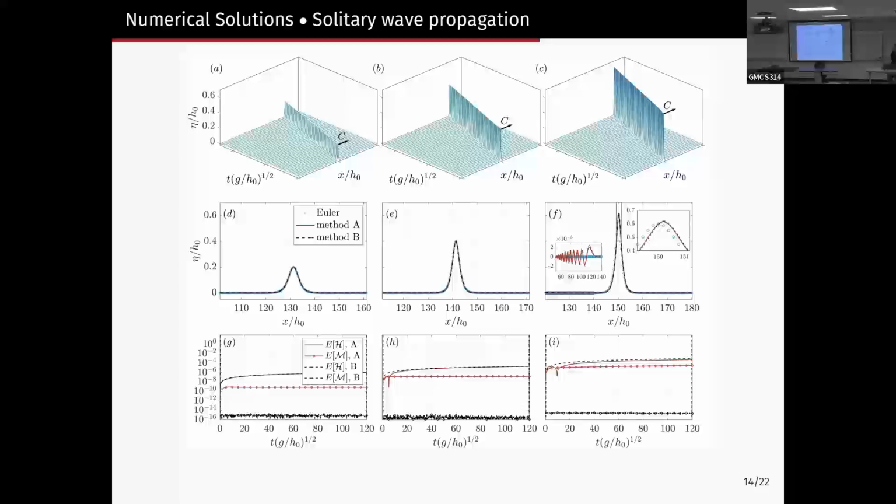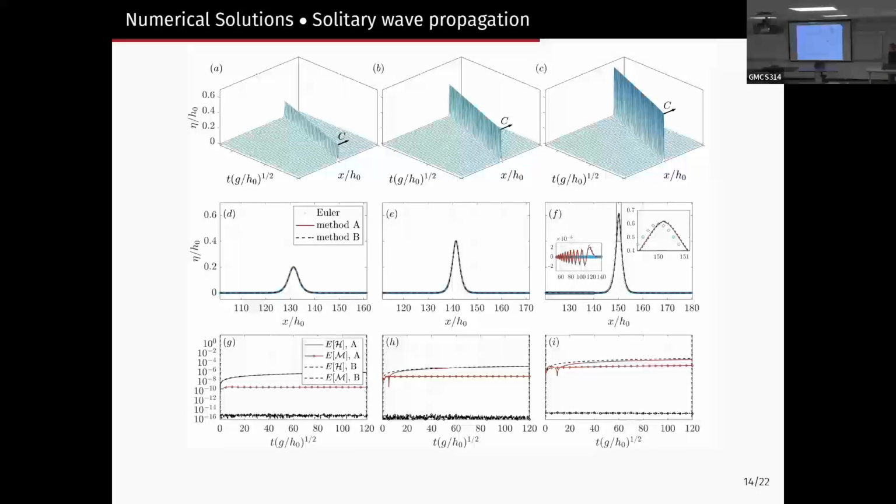Here you see that behind the solitary wave, after a propagation of 150 times the depth, you have a very small dispersive trail appearing, which is expected, and in other models, this is much more pronounced.